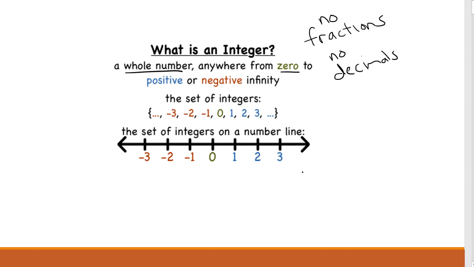As we look at this number line here, we can see that the numbers to the right of 0 are positive and the numbers to the left of 0 are negative. We can also see that as we move to the right on the number line, the numbers increase in value, just like as we move to the left, the numbers decrease in value. So that means that -3 is of less value than -2, and -2 is of less value than -1.